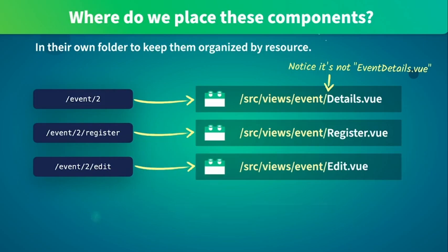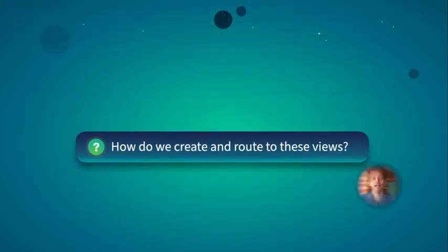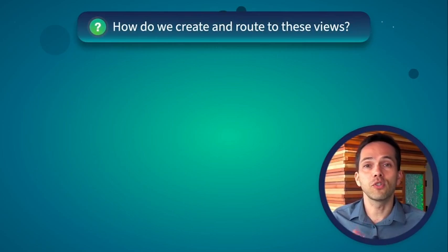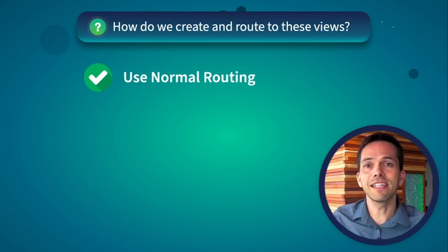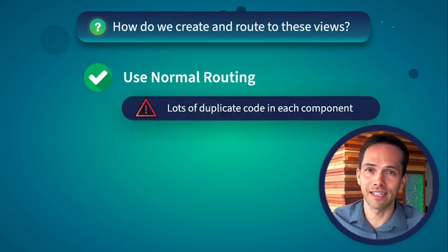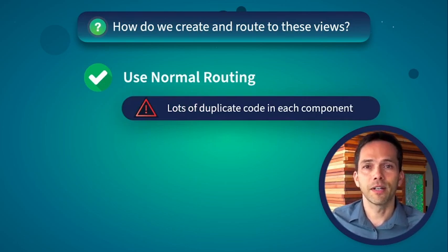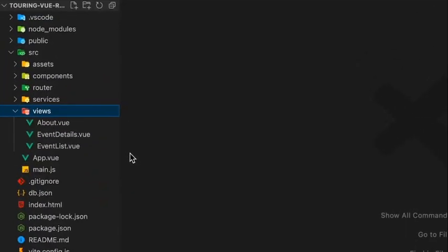Now our question is, how do we create and route to these views? In this lesson, I'll show you how to solve this in two ways. First, using very basic routing. And you'll see in the solution there's some problems, including lots of duplicate code in each component. We'll solve this together by using the vue-router feature called nested routes. Let's dive into our current application.